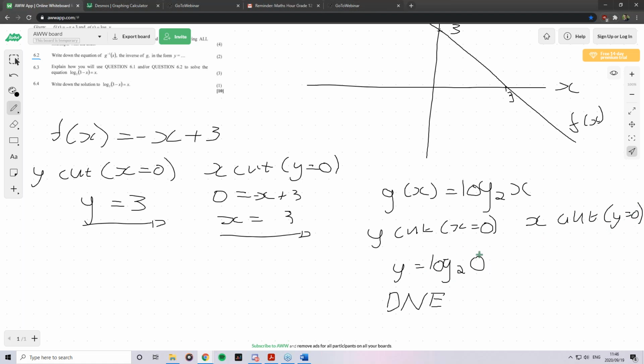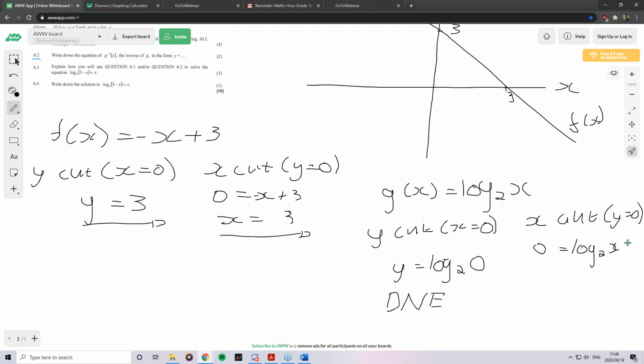Actually, some calculators do, but they're very finicky about it. Log base 2 of 0, just type this into your calculator: math error, no solution. So for the x-cut, we make y equal to 0, so 0 equals log base 2 of x.